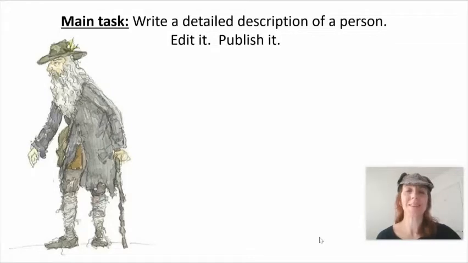So here's your main task for today. You're going to write a detailed description of a person. You're going to edit it and then publish it. Now, when I say detailed, I mean Sherlock Holmes, Arthur Conan Doyle style of writing, detailed. You are now Sherlock Holmes with your Sherlock Holmes hat on, and I'd like you to notice everything about this character and maybe make a few deductions, a few inferences about that character as well and how they're feeling. Remember some of those show, don't tell. Show it through the trembling hands, for example, in the piece that we looked at earlier.